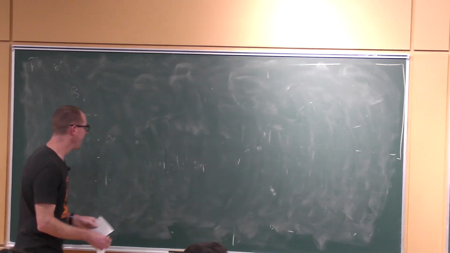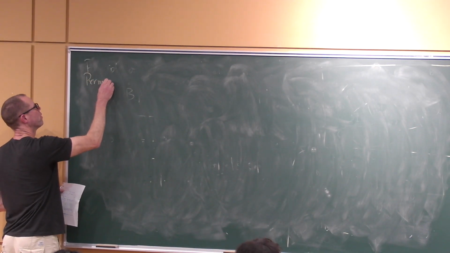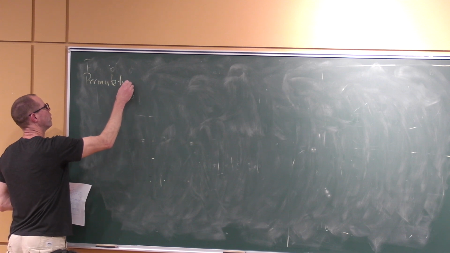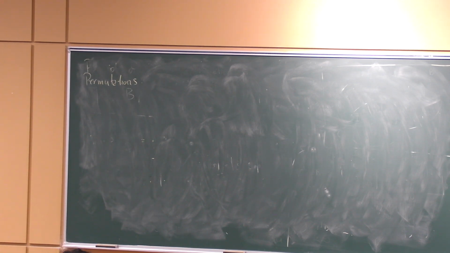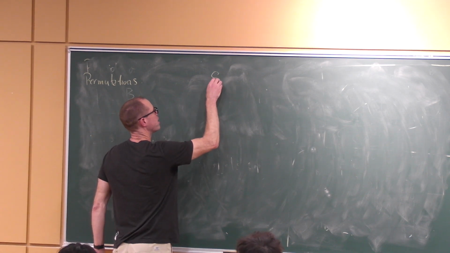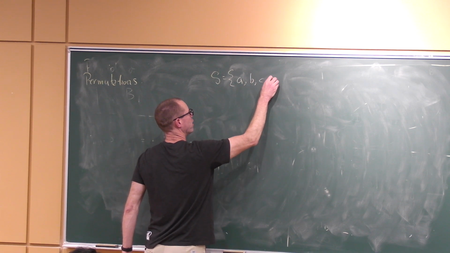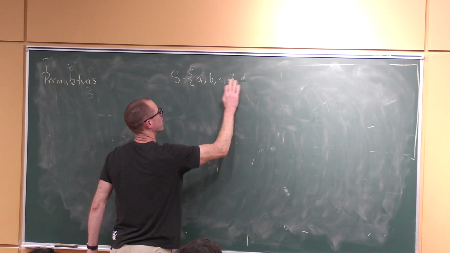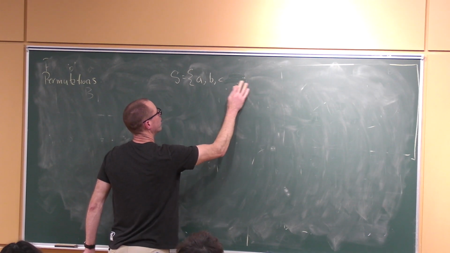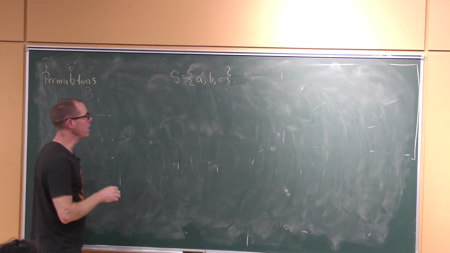Next up is permutations. What are permutations? Let me give you an example. Take a set S with elements A, B, C, D. No, let's not go that big. Let's just say A, B, and C.